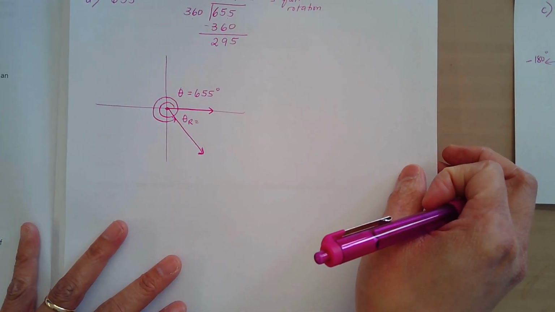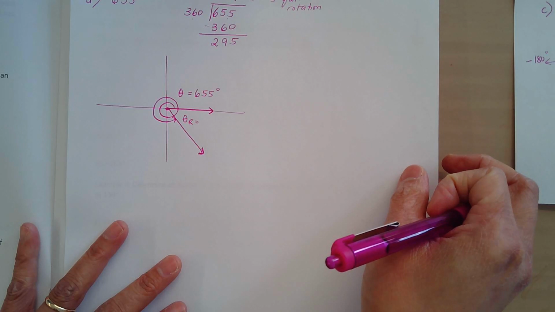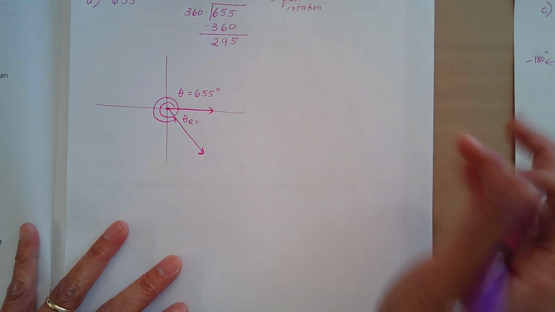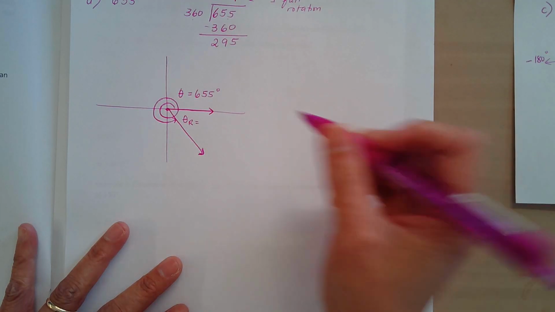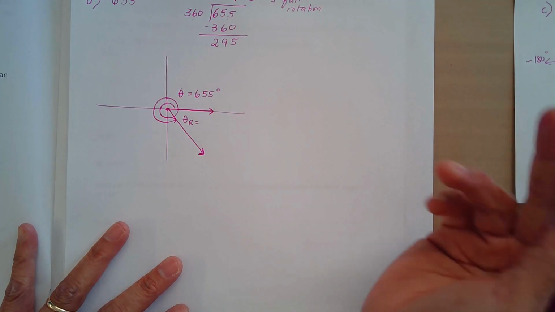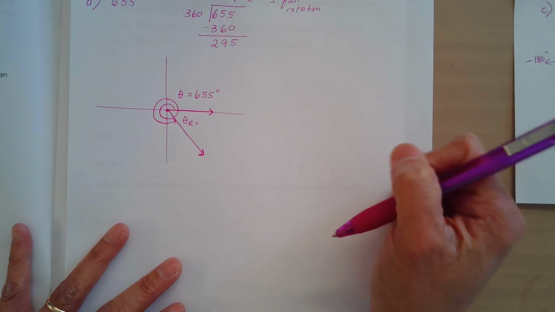Two full rotations would be 720. So you take 720, subtract 655. Okay, you could do that, yeah. Two full rotations could be 720 and then minus 295. Yeah, that's perfect. I didn't even think about that.